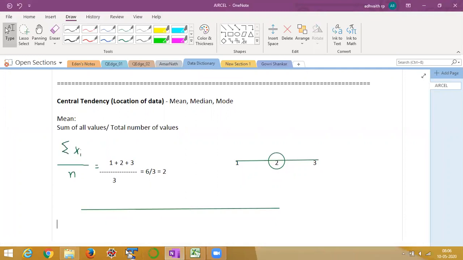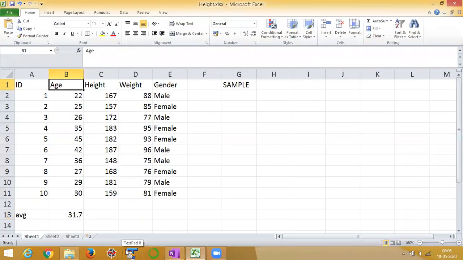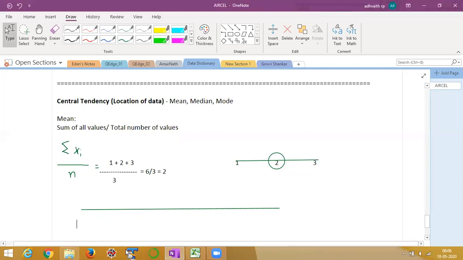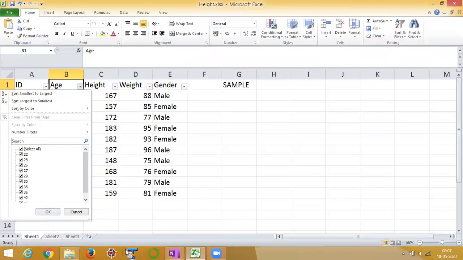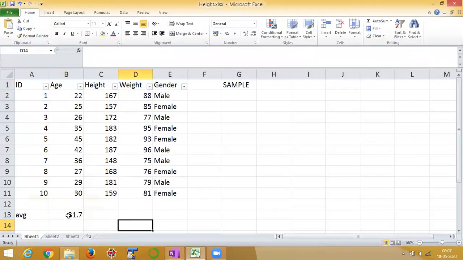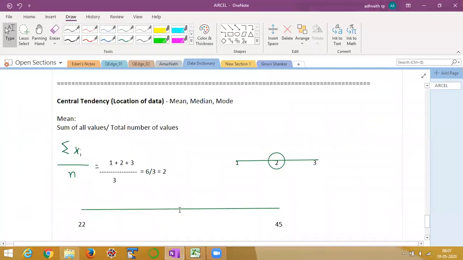So what is the minimum value here? Let's look. We have 22 as the minimum and 45 as the maximum. That means your data points will start at 22 and go to 45. And what is the average? 31.7. That means the centered position is somewhere here.